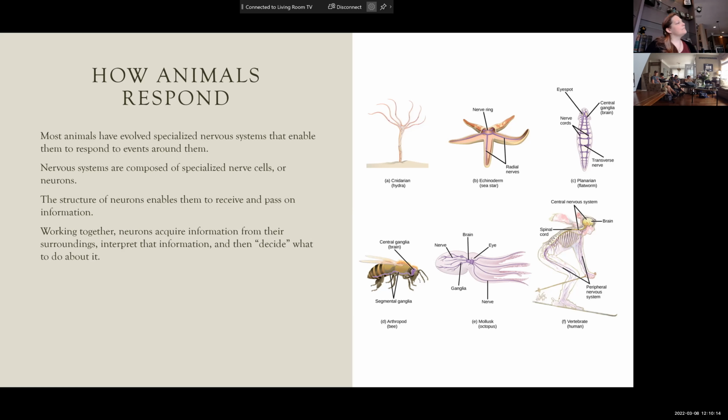They weren't fond of being cut in half, or cut in half the other way. But it didn't hurt them because they don't have pain sensors. So nervous systems are composed of specialized nerve cells.